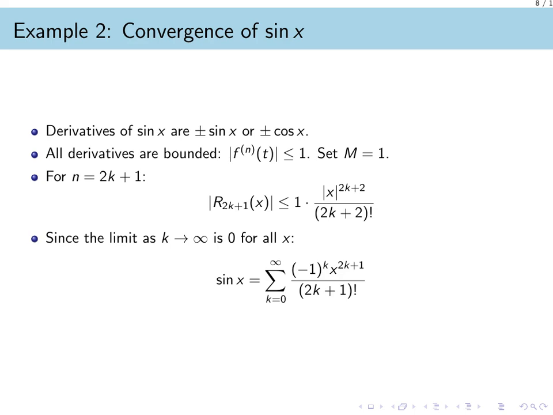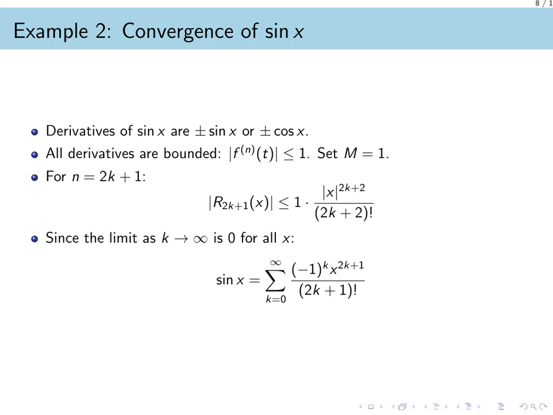We will now use the remainder estimation theorem to prove that the Maclaurin series for sine converges to the sine function for all values of x. The key insight comes from the derivatives of sine. Every derivative of sine of x is either plus or minus sine of x or plus or minus cosine of x. Because the absolute value of sine and cosine never exceeds 1, the absolute value of any derivative of the sine function is also always less than or equal to 1. This allows us to set the bounding constant M equal to 1 in our theorem.